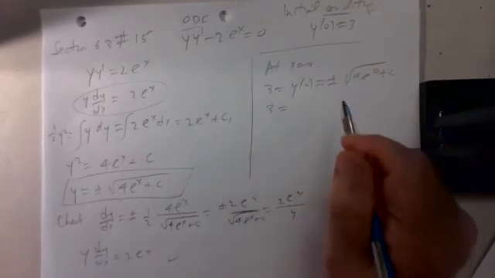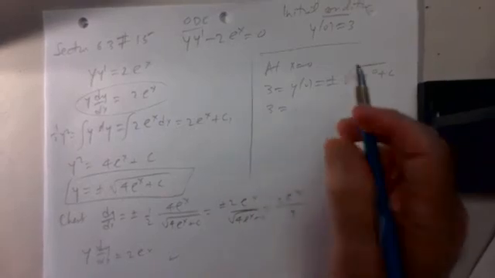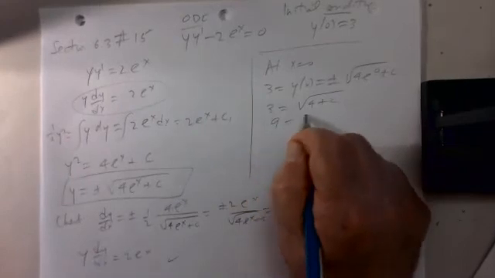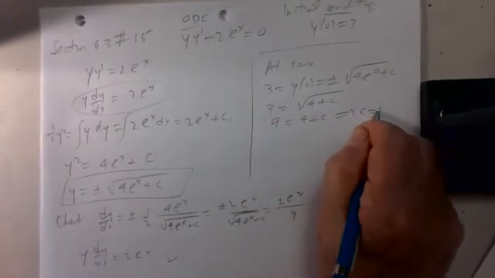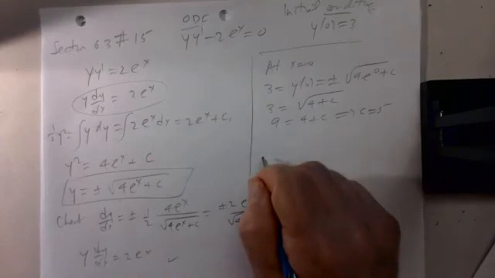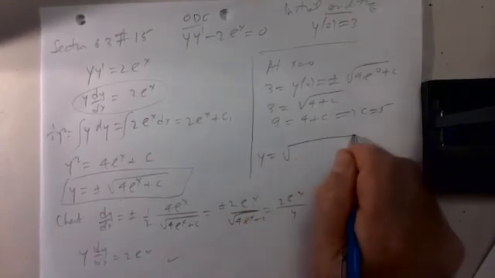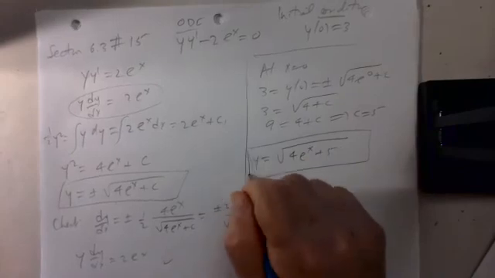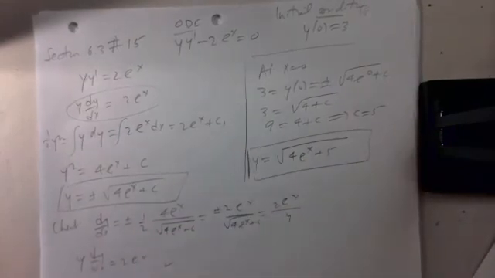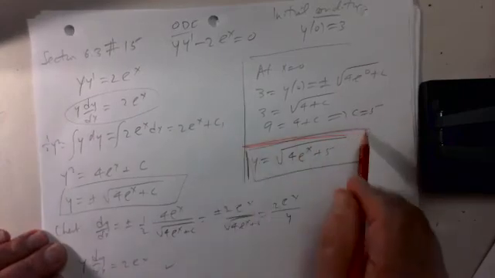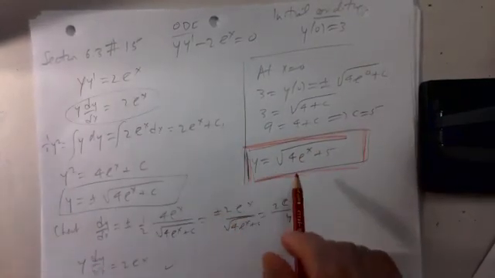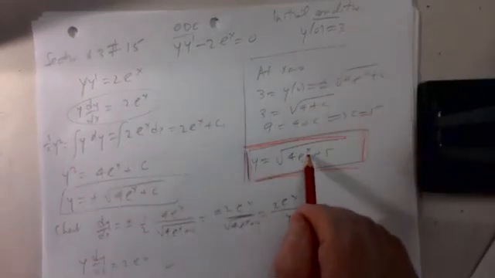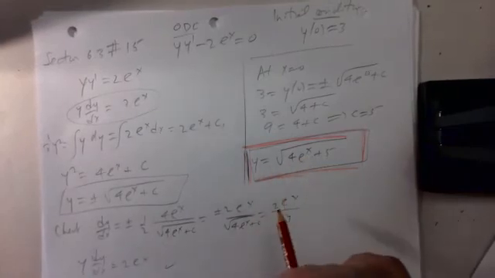So e to the 0 is 1. So 3 is plus or minus, it's going to have to be plus, the square root of 4 plus c. So 9 equals 4 plus c, so c equals 5. So the answer to the problem is y equals the square root of 4e to the x plus 5. So this is the only function which satisfies both the differential equation and the initial condition that at x equals 0, square root of 9 is 3.